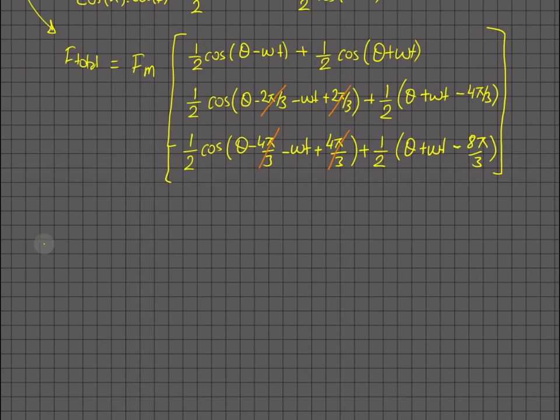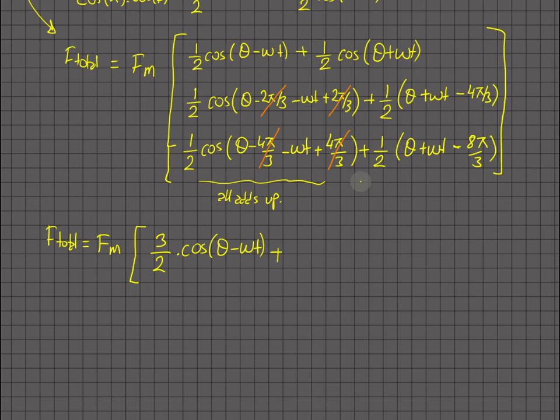Let me write it for the sake of simplicity. F total is equal to Fm. So this is theta minus omega t, this is theta minus omega t, and that is theta minus omega t. So these all add up, and it becomes Fm times 3 over 2 times cosine theta minus omega t. These are the first terms, 1, 2, 3. Then what happens to the other ones?